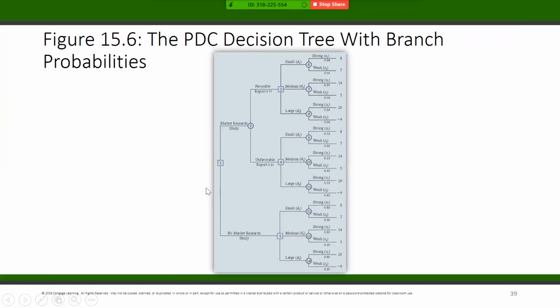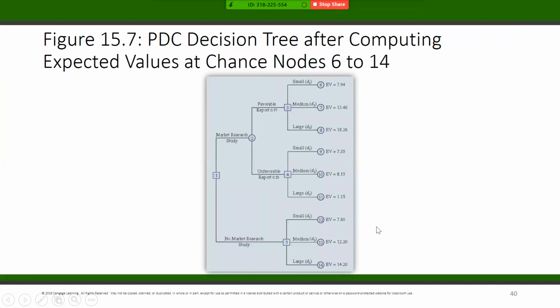And what we're going to do is come up with the probabilities. With the market study, for a favorable report, it's now 0.94 for strong and 0.06 for the weak. For the unfavorable, it's 0.35 for strong and 0.65 for the weak. And then again, we have the 0.8 and 0.2 for the no research. So we can see that there's a big difference between favorable reports, unfavorable reports, and no research study at all.